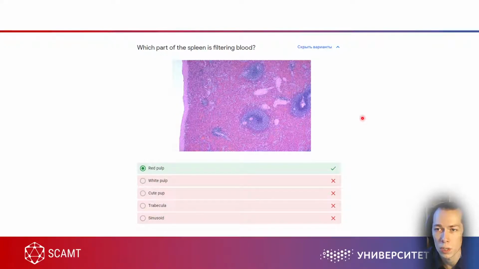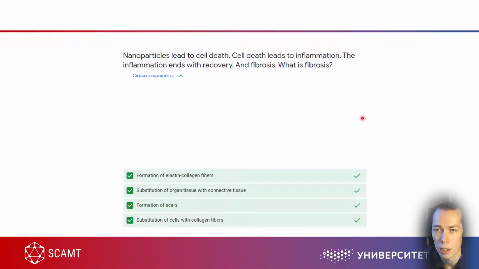Which part of the spleen is filled with blood? It's the red pulp, which I also mentioned in the lecture. Nanoparticles lead to cell death, which leads to inflammation and ends with recovery and fibrosis. And what is fibrosis? Every option is correct. All of these are some kind of synonyms. So just every option.